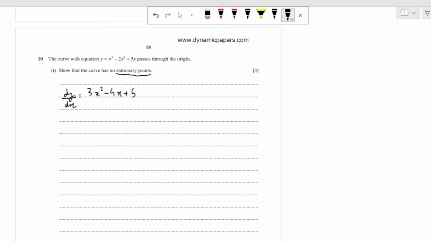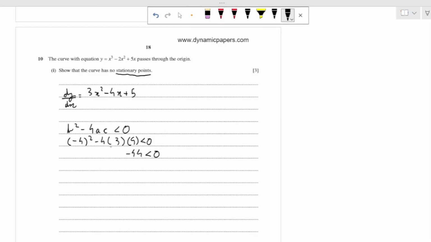So for the curve to have no stationary points, the discriminant, why the discriminant? Because the derivative itself is a quadratic function. The discriminant of the derivative must be less than 0, which means it will have imaginary roots, which means it won't have any real stationary points. So we can write an inequality: b squared minus 4ac is less than 0. When we substitute in the values, that is (minus 4) squared minus 4 times 3 times 5 is less than 0, we get our answer minus 44, that is less than 0.